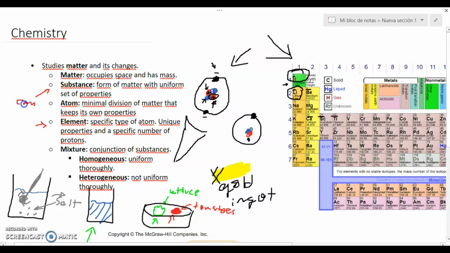We can also note there that a substance then can be a set of elements, or a set of mixtures. An element is a simpler substance than a mixture, because a mixture has more elements with it.